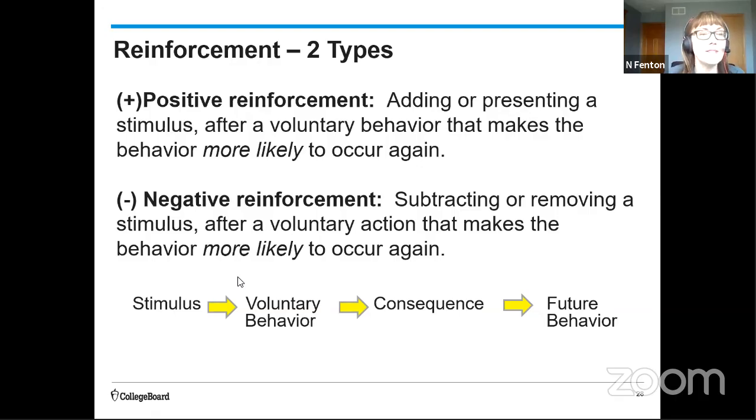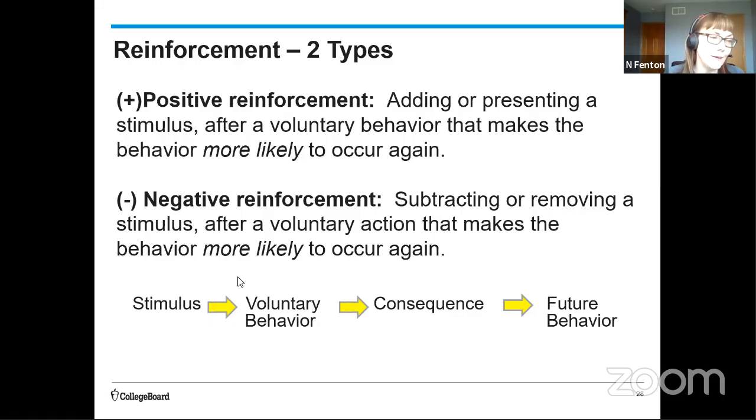In the case of a negative reinforcement, you could take the example of a headache. So that's your stimulus. A person has a headache. Voluntary behavior, maybe they take a pain reliever. And as a consequence, you have a subtraction, a minus, right, of a headache. That's a negative reinforcement if the next time they have a headache, they also take a pain reliever. So you have stimulus, voluntary behavior, consequence, future behavior. If it's a reinforcement, it's going to increase.